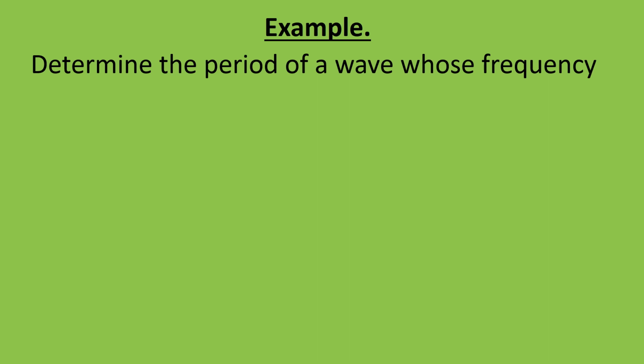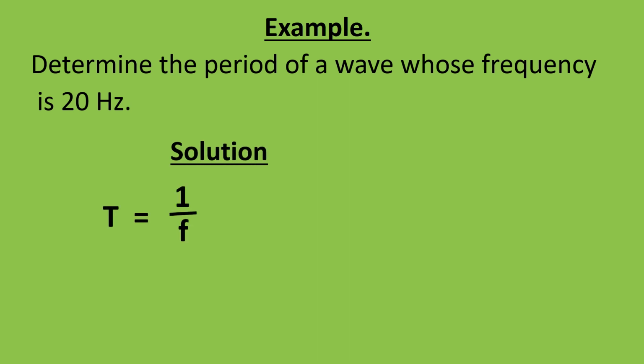For example, determine the period of a wave whose frequency is 20 hertz. Solution. Since we know that T equals 1 over f, T should be equal to 1 over 20, since f is 20. So, our answer is 0.05 seconds.